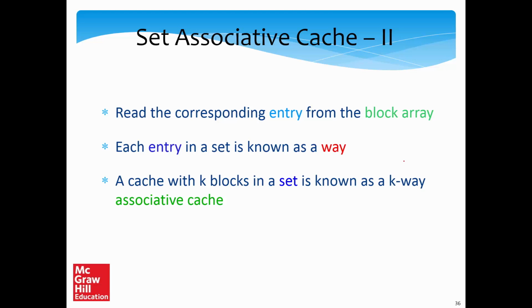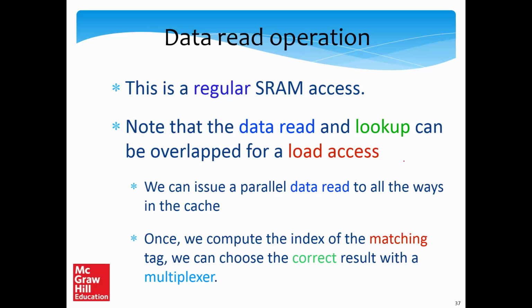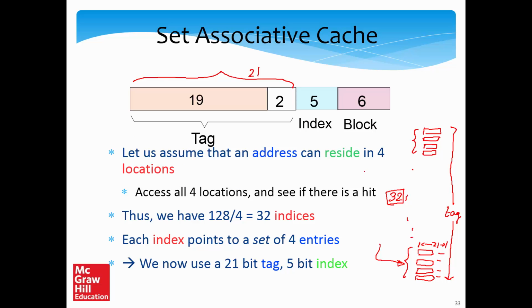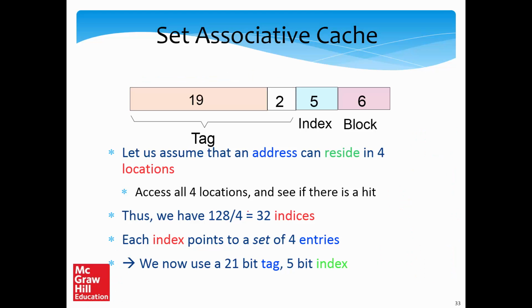Furthermore, each entry in a set is known as a way. And if there are k blocks in a set, it's called a k-way set associative cache or a k-way associative cache. So before I go into the data read operation, I would like to look at this particular figure once again. And the best way to look is to erase what we had written earlier.